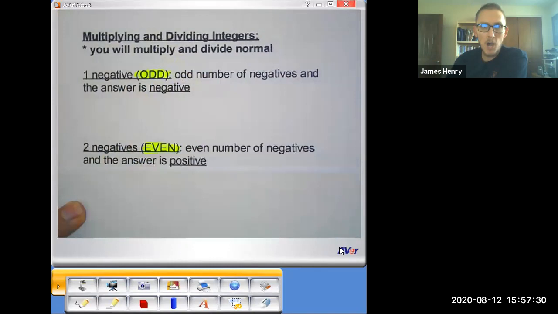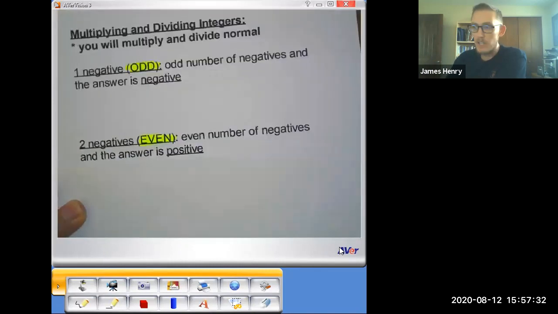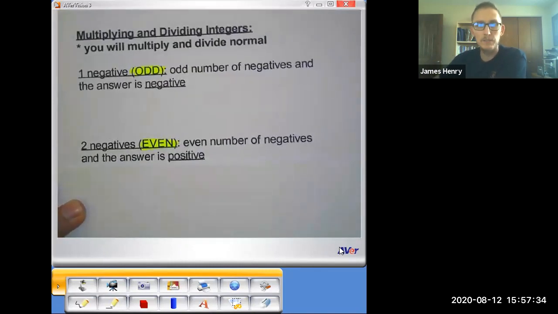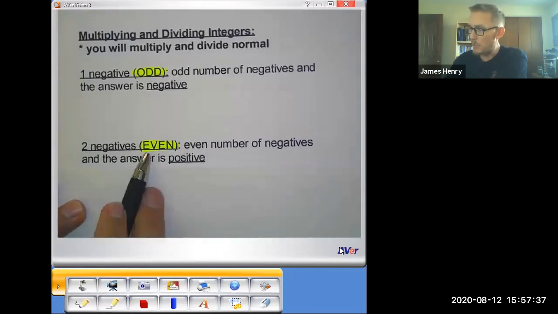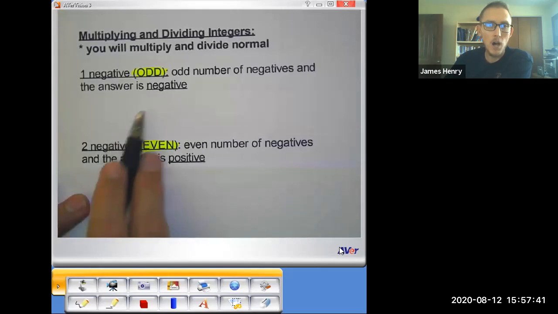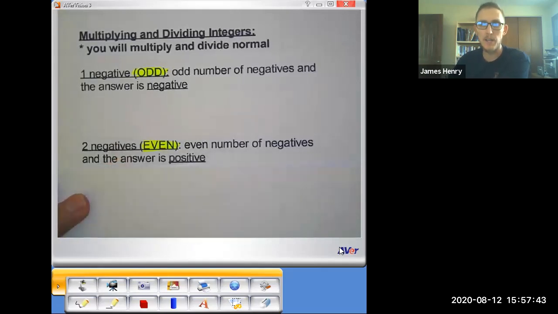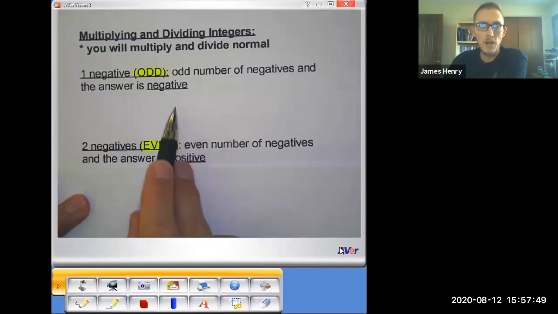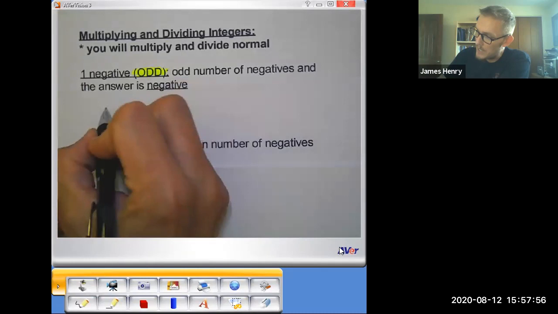The most common that you're going to see for odd is a problem that has one negative. And the most common you're going to see for an even is a problem that has two negatives. Now, odd could still be a problem that has 3 negatives or 5 negatives, but the most common is going to be 1. So the rule is this: if there are an odd number of negatives, then the answer is negative.